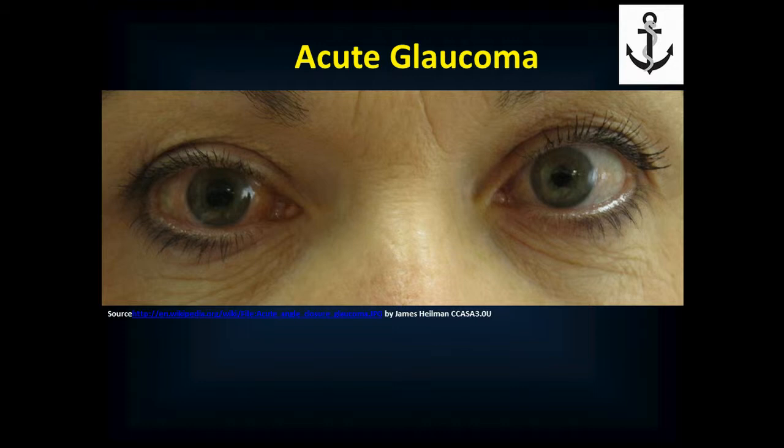So if you look at this patient, the patient's left eye is normal. It's reactive to light. The patient's right eye, you can see, is in mid-position, with the pupil slightly dilated. It is not reactive to light, and there's some conjunctival injection. The patient complains of an aching discomfort in that eye with blurry vision. That's acute glaucoma.